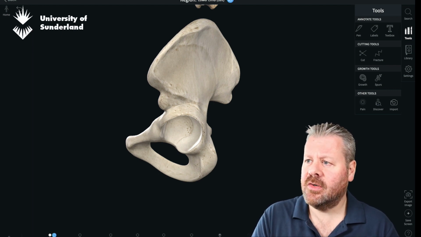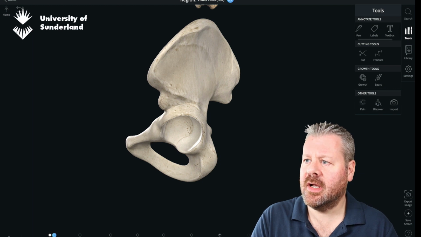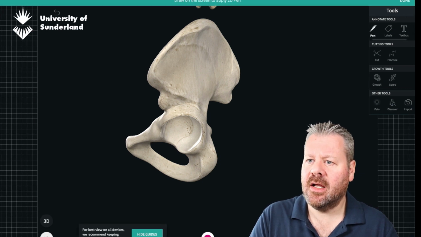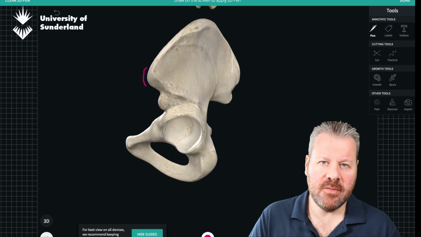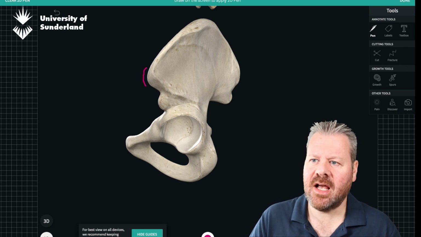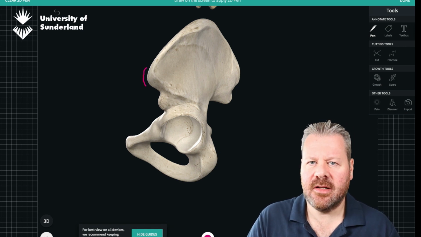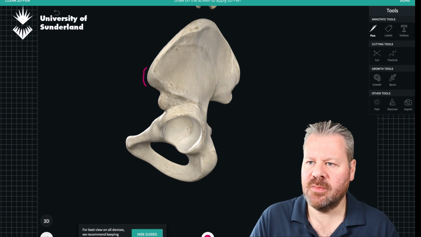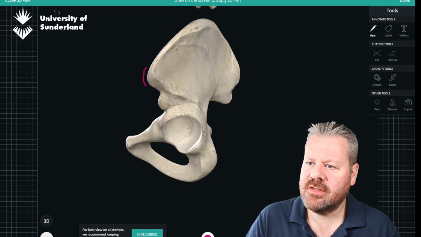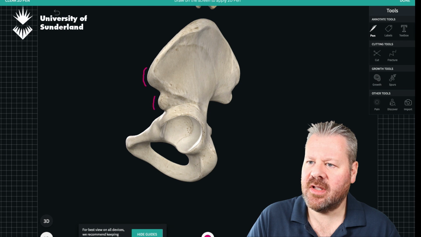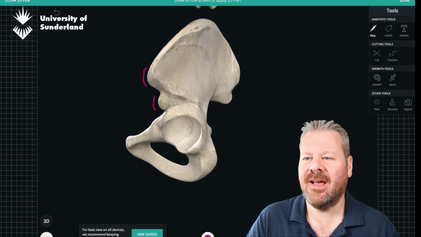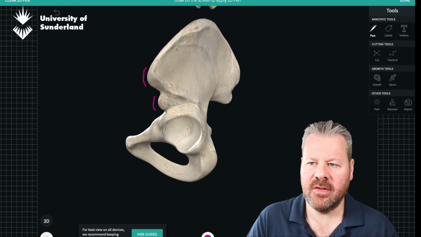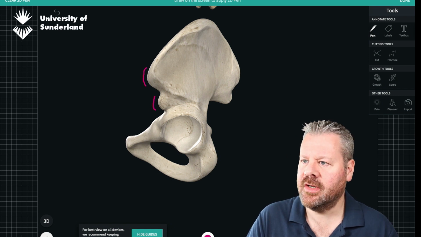Let's start here at the front, and if we take our pen again and highlight this area here, this is known as the anterior superior iliac spine, or the ASIS, or ASIS as some people say. This is a strong attachment point for groups of muscles. Just below it here we have the anterior inferior iliac spine, so we have the superior and the inferior. Again, another crucial muscle attachment point.